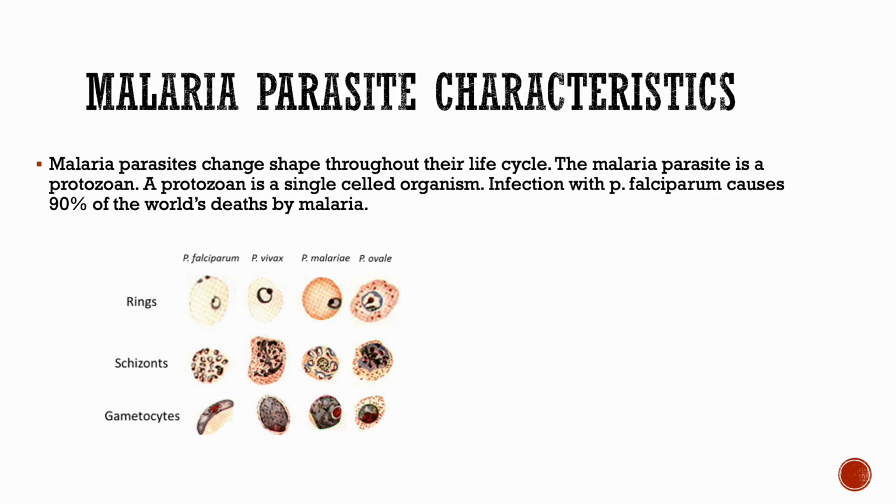Malaria parasite characteristics. Malaria parasites change shape throughout their life cycle. The malaria parasite is a protozoan. A protozoan is a single-celled organism. The deadliest malaria parasite is called the P. falciparum. It causes 90% of the world's deaths by malaria. Below is a picture showing the different types of malaria parasites and their changing shapes throughout their life cycle.